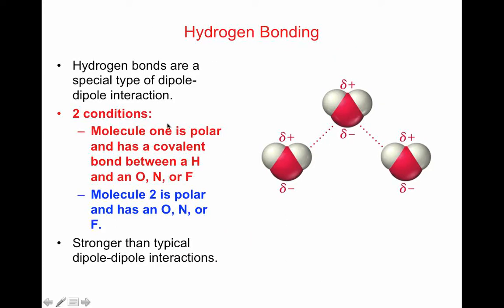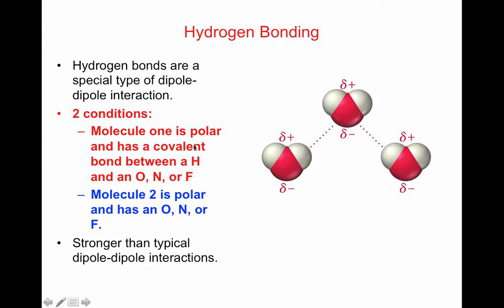Hydrogen bonding is actually a special type of dipole-dipole interaction. So if I have 2 polar molecules, and they meet these 2 criteria, then essentially I upgrade the dipole-dipole interaction to this special type that we call hydrogen bonding. So hydrogen bonding will occur if one molecule is polar and I have a covalent bond between hydrogen and an oxygen, nitrogen, or fluorine atom. And then the second molecule doesn't have to have hydrogen at all, it just has to be polar and have an oxygen, nitrogen, or fluorine.